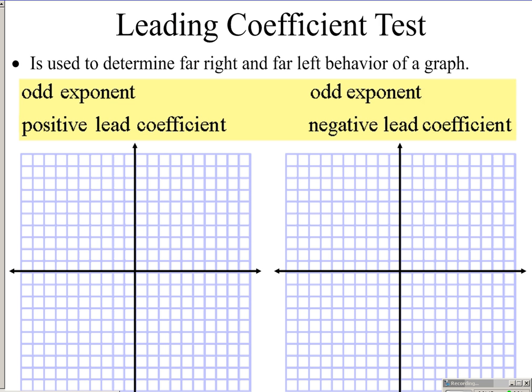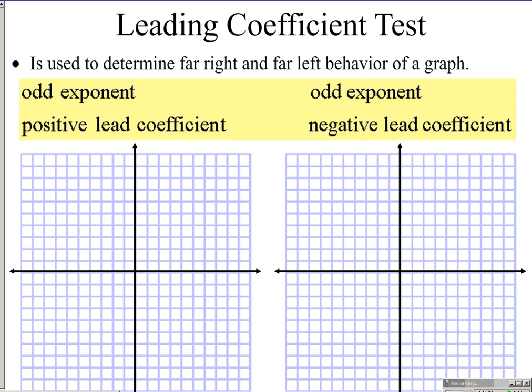First part of this section, again, is going to be an overview of how you can get a quick idea of how graphs look. Just like the transformations we talked about in Chapter 1, it's designed to give you a quick picture of something, not necessarily an accurate, precise graph each time. The leading coefficient test is used to determine how far right and far left behavior is of a graph.